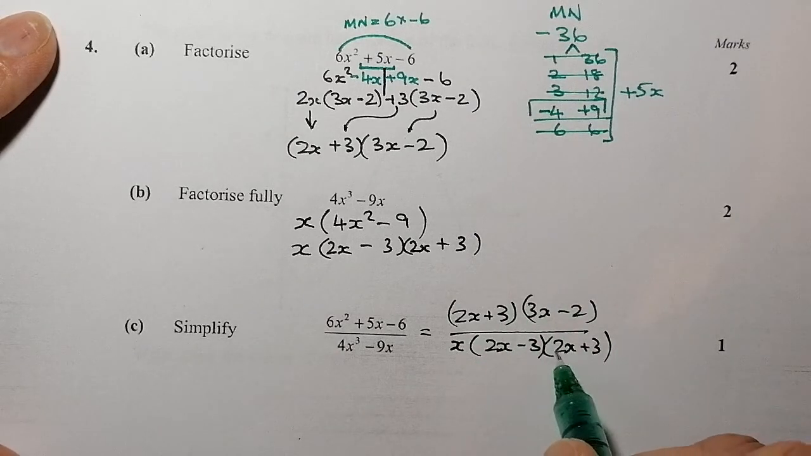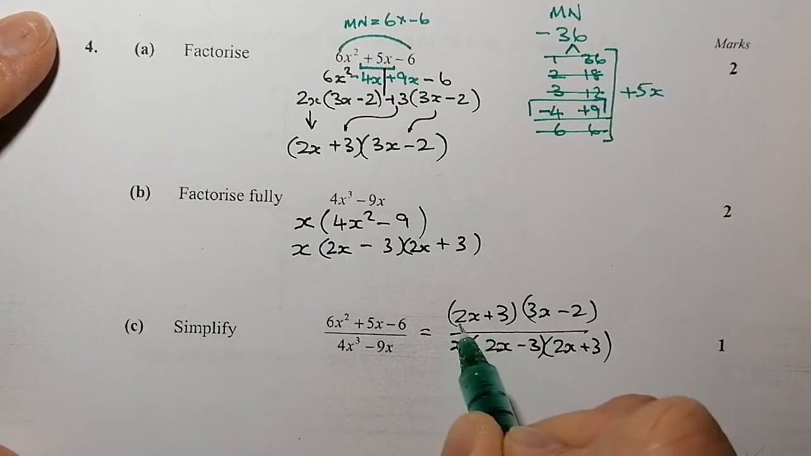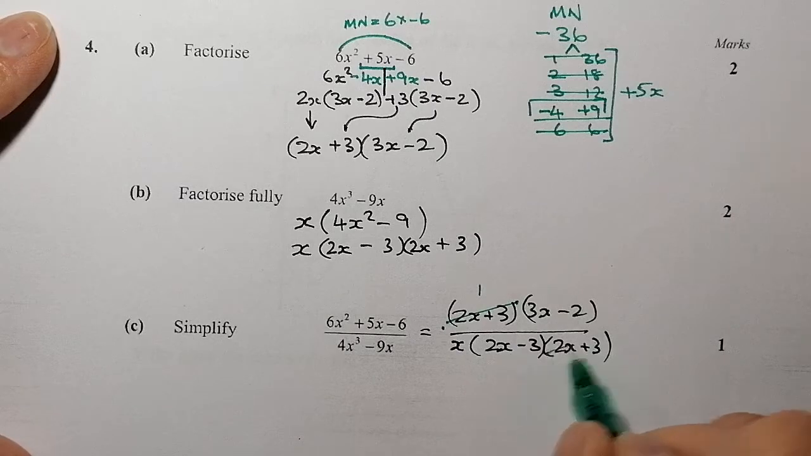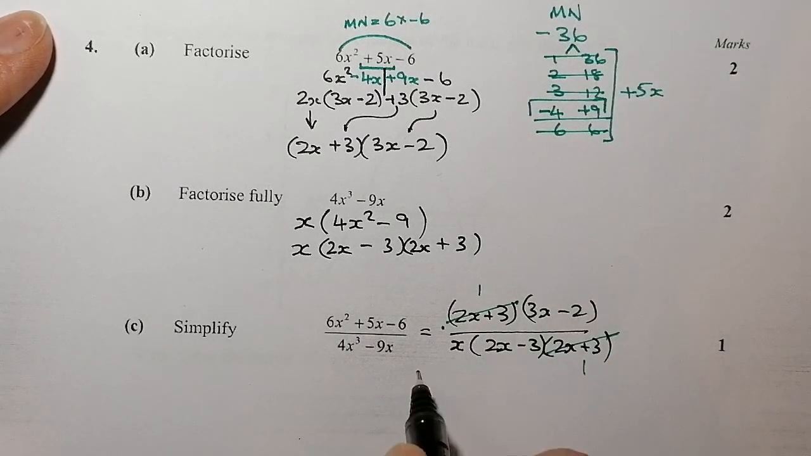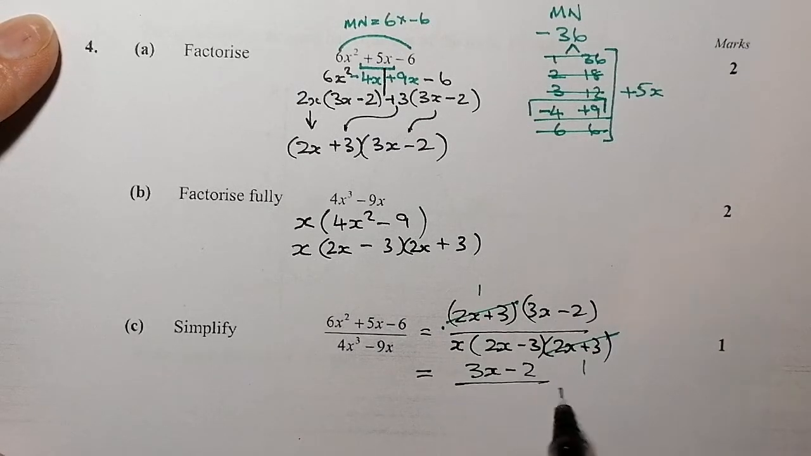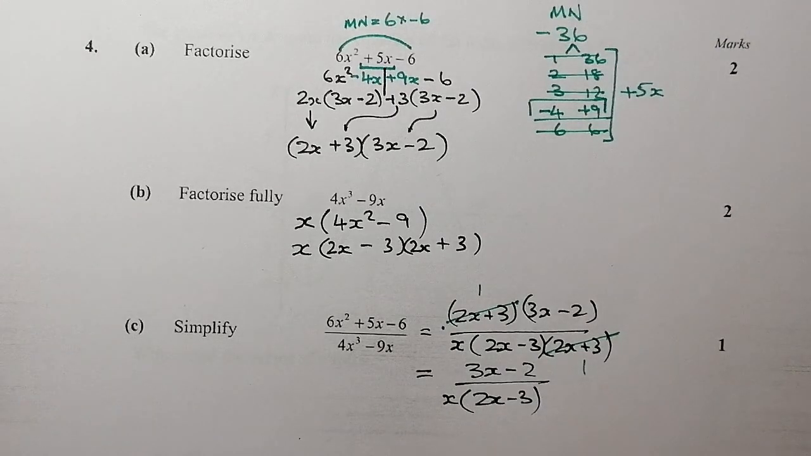So what I've got here is 2x plus 3, 2x plus 3, and they're all multiplying. I'm going to divide the top and bottom by 2x plus 3. And they just go to ones. So what I'm going to be finishing up with here is 3x minus 2 on the top, and on the bottom I've got x and a bracket 2x minus 3. And that should be my final mark there.